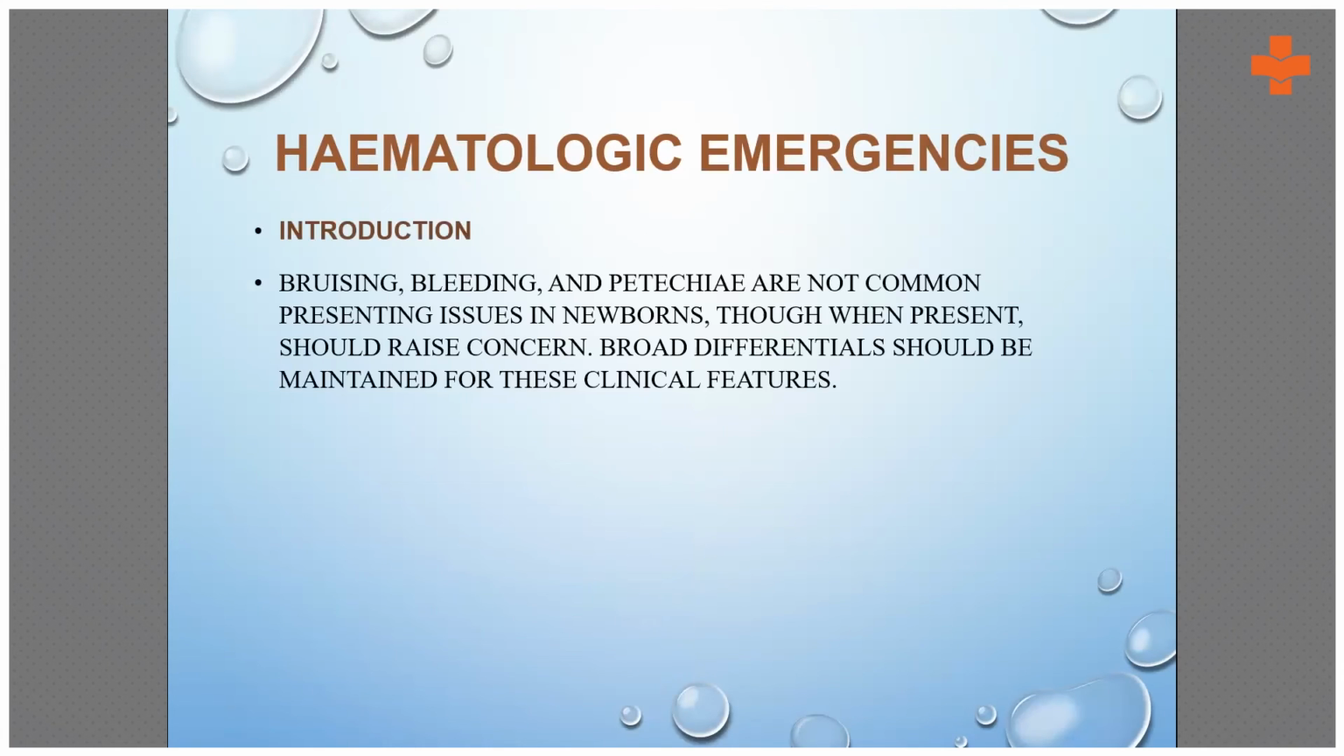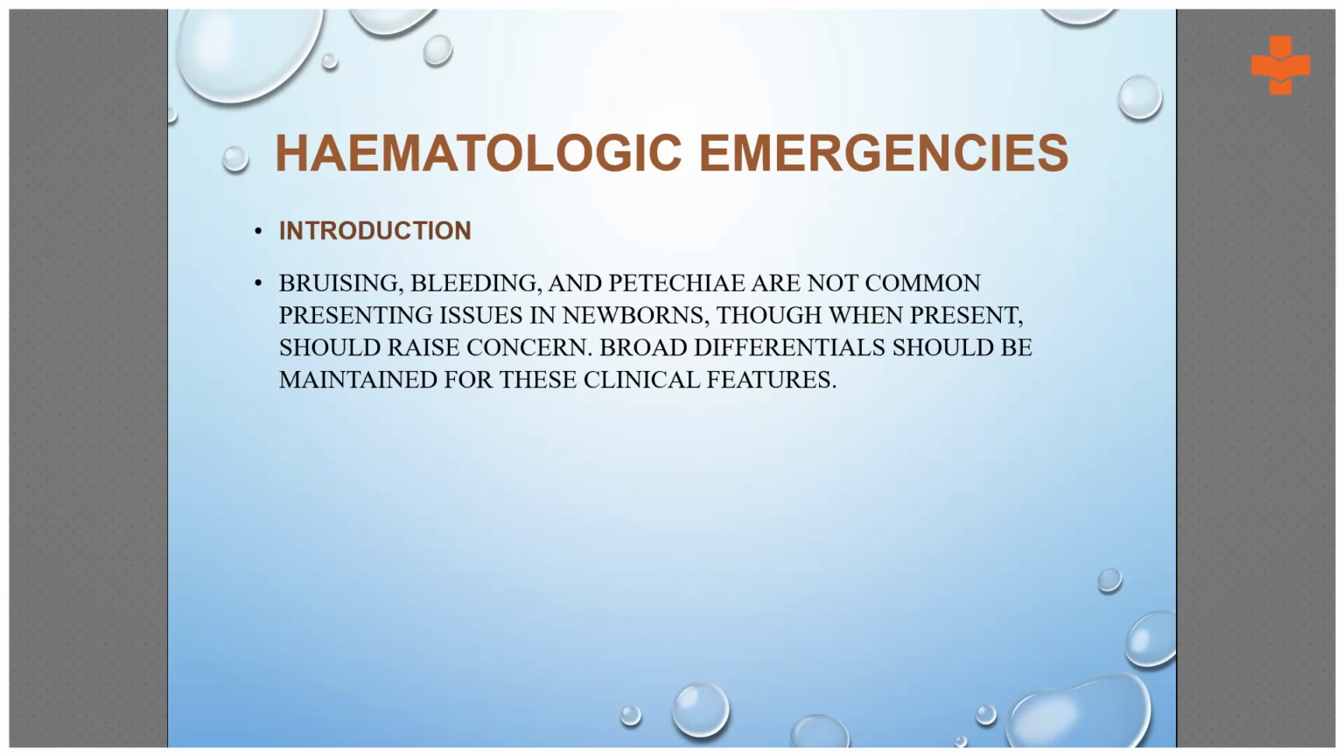Hematological emergencies: bruising, bleeding, and petechiae are most commonly seen. Now there are the last two emergencies to go. The hematological emergency I'm mostly going to cover is the bleeding neonate. A bleeding neonate comes to the emergency, what has to be done? Bruising, bleeding, and petechiae are most common.